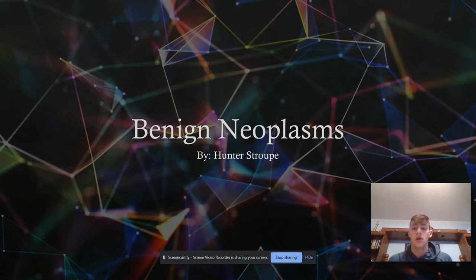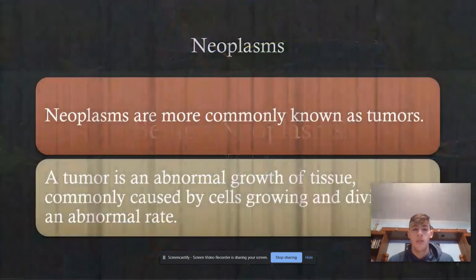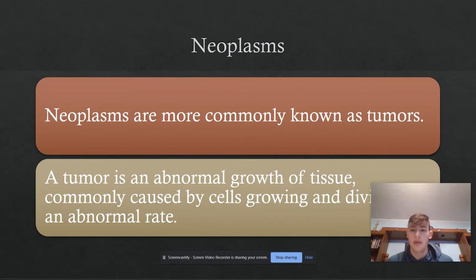Hello class, my name is Hunter Stroop, and today I am going to be presenting my presentation on benign neoplasms. You may not recognize the word neoplasms right off the bat, but neoplasms are more commonly known as tumors. A tumor is an abnormal growth of tissue commonly caused by cells growing and dividing at an abnormal rate.